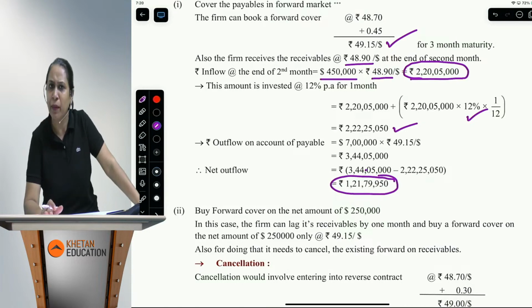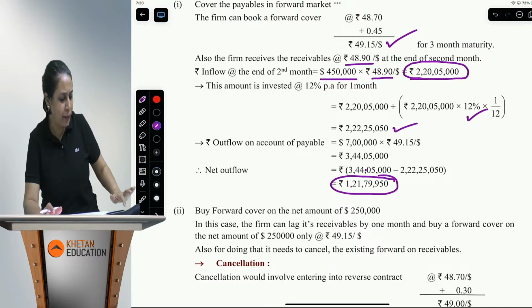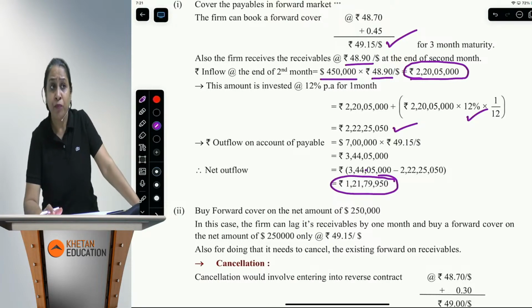Okay. The second method is that you lag your receivable. That means you ask your client to pay you after 1 month. That means at the end of the 3rd month. By doing that, what will happen? So 7 lakhs minus 4,50,000. That means $250,000 basically. So you will not buy forward on $7 lakh now. You will buy a forward only on $250,000.